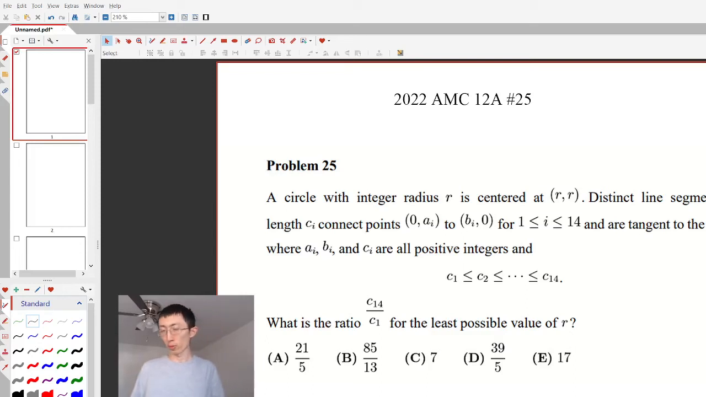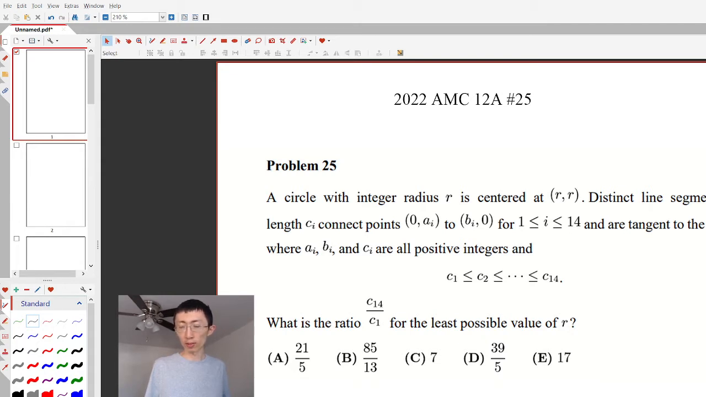Hello everyone, I'm just going to present some solution notes to this year's 2022 AMC12 A, number 25. So the problem goes like this. A circle with integer radius R is centered at (R, R).